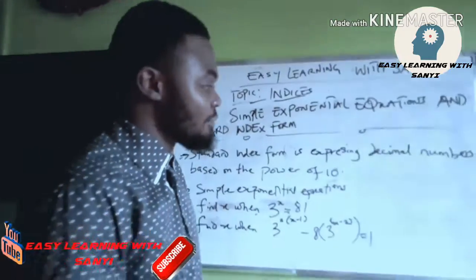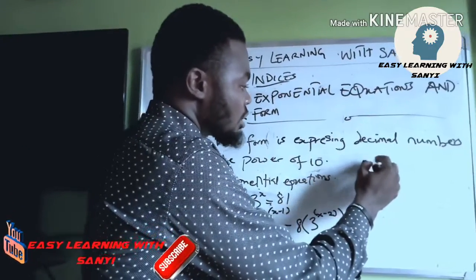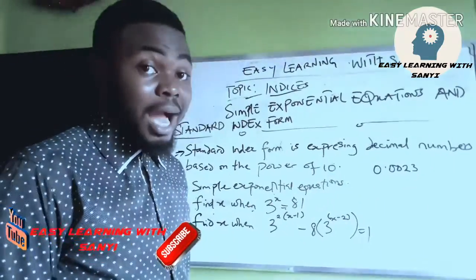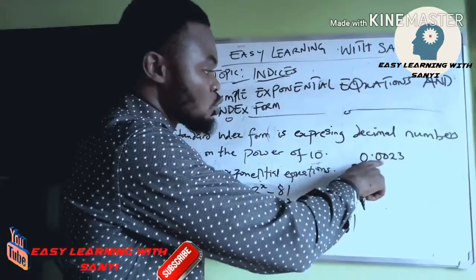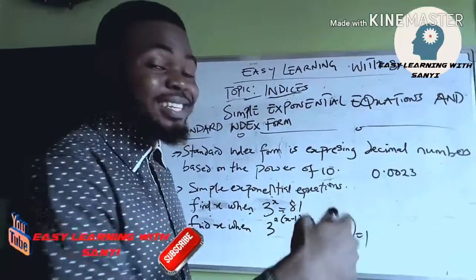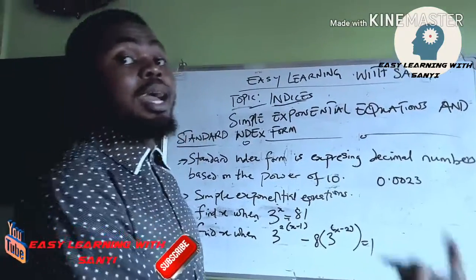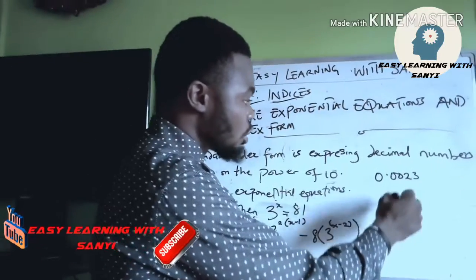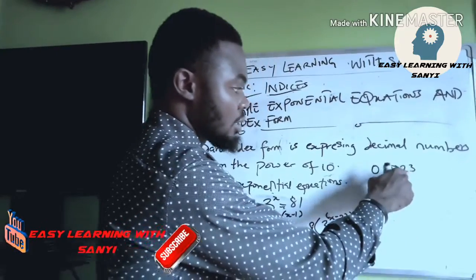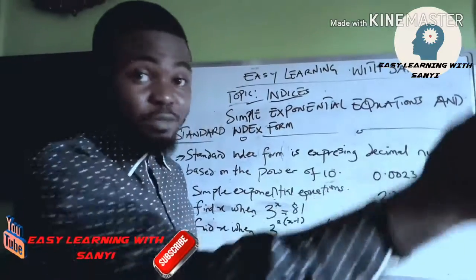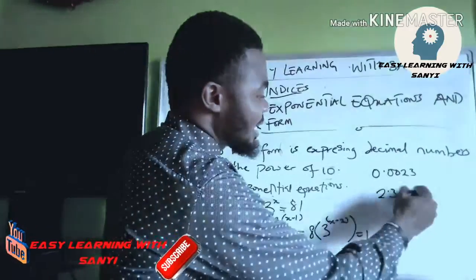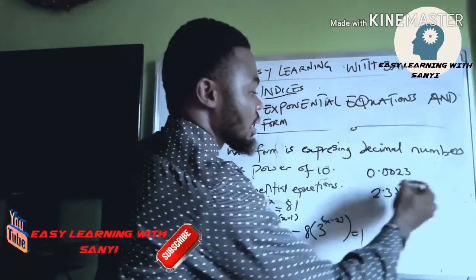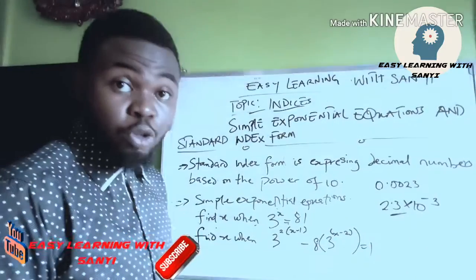Now, for example, you are given a number like 0.0023. Convert this to standard index form. How do you do it? You count the zeros: 1, 2, 3. Then you take note of where the zeros appear. Is it behind the number or in front of the number? These zeros are appearing behind the number, so the answer will be 2.3 times 10 raised to power 1, 2, 3. They are behind the number, so it will be minus 3. Have you seen it? Hope you understand it.